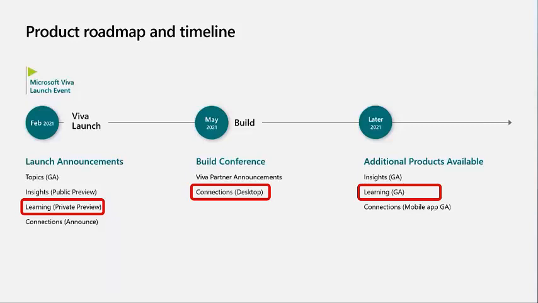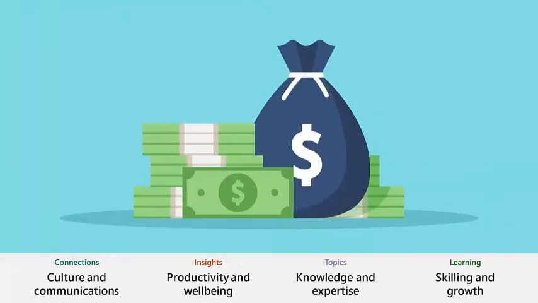So that's a quick overview of the 4 different product suites. In terms of licensing, though, it's important to know there are some licensing implications that are still unfolding. So for example, remember Topics was immediately announced as available at the beginning of February. However, there is a charge to this. So Topics will be charged at a cost of $5 per user per month.